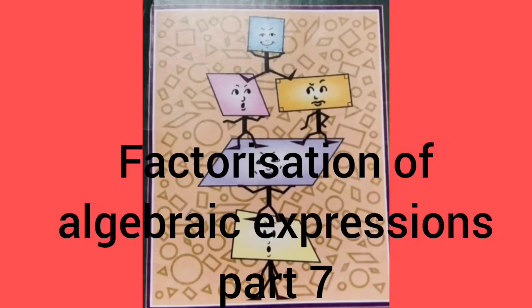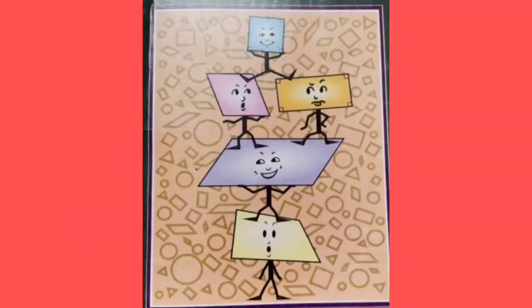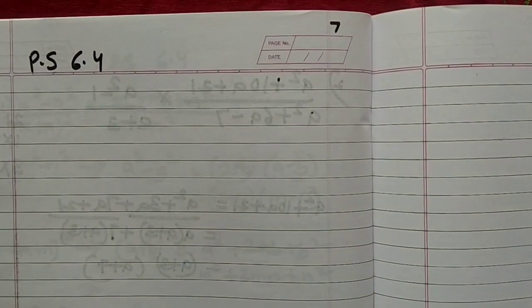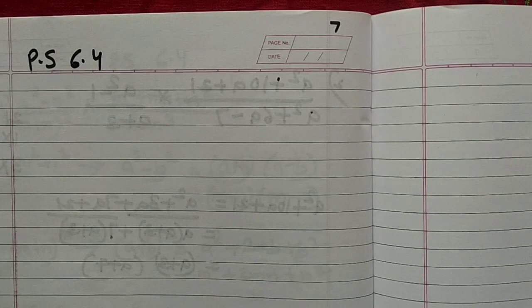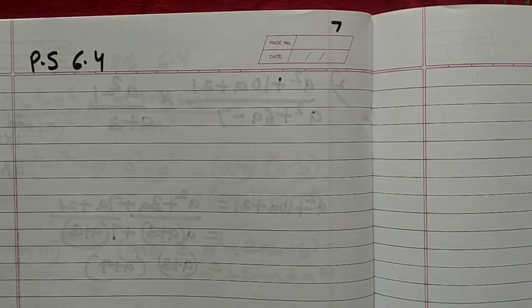Standard 8 Maths, Factorization of Algebraic Expressions, Part 7. So students, last time we have seen the first two sums of practice set 6.4. Now the third sum, I'll just explain it orally to you.